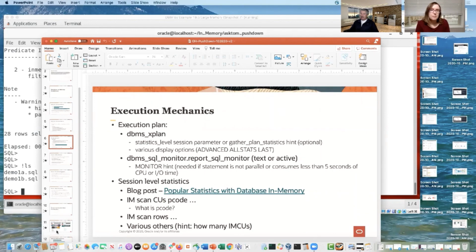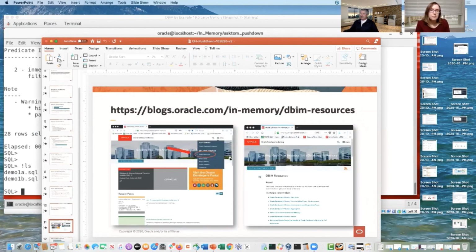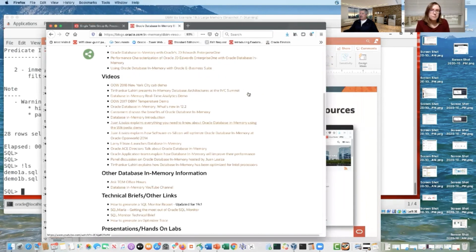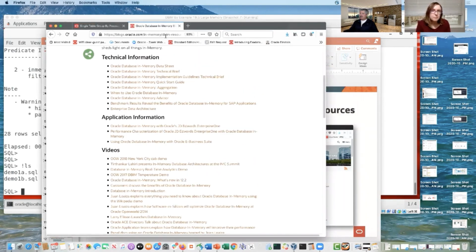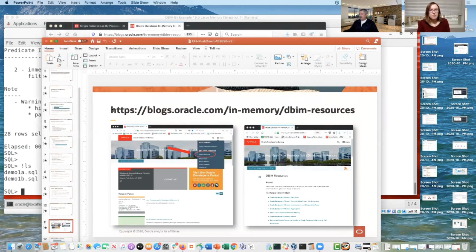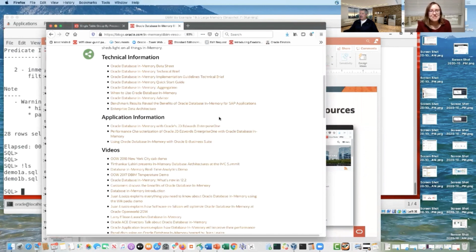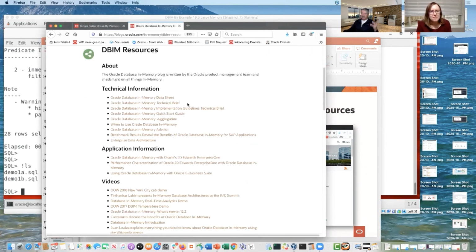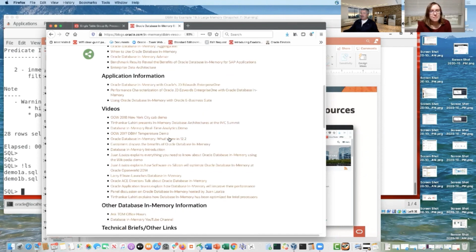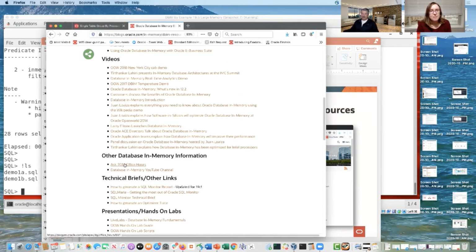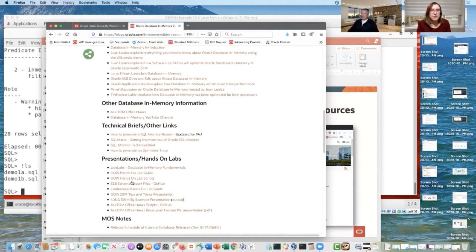I will point out our resources page, which is the blog at blogs.oracle.com, that URL right there. On there we have all of our white papers, technical information, and the videos. We also have our AskTOM Office Hours, so if you lose the link, you can get it there. Plus we have shorter videos that describe most of our Database In-Memory technology on our YouTube channel. And then I do have the Live Labs link.